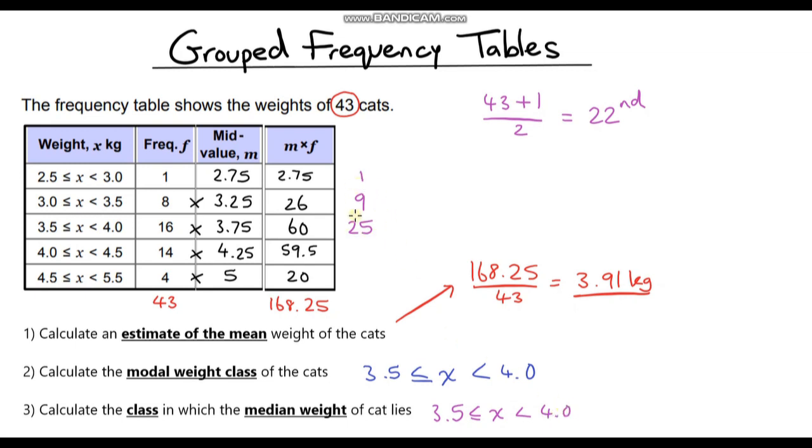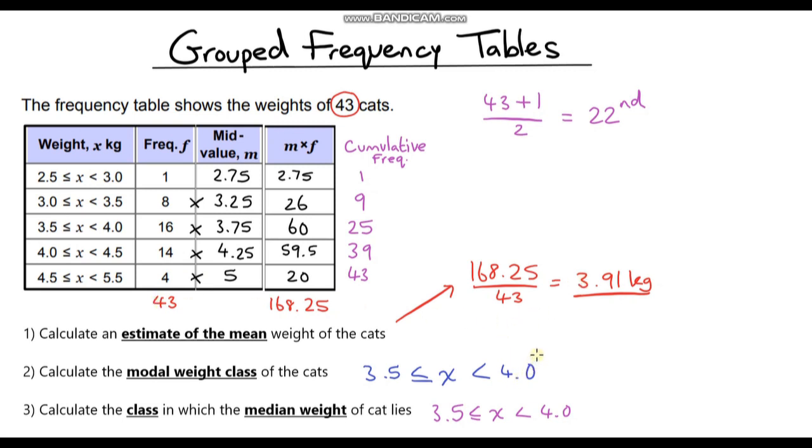In this extra category that I did, this is called the cumulative frequency. If we were to carry on with this column, we don't need to, but let's just do it anyway. The next 14, that would take us to 39, and then the next 4, that would take us to 43, which is all of the cats in total. So these are the 3 answers that we've got.